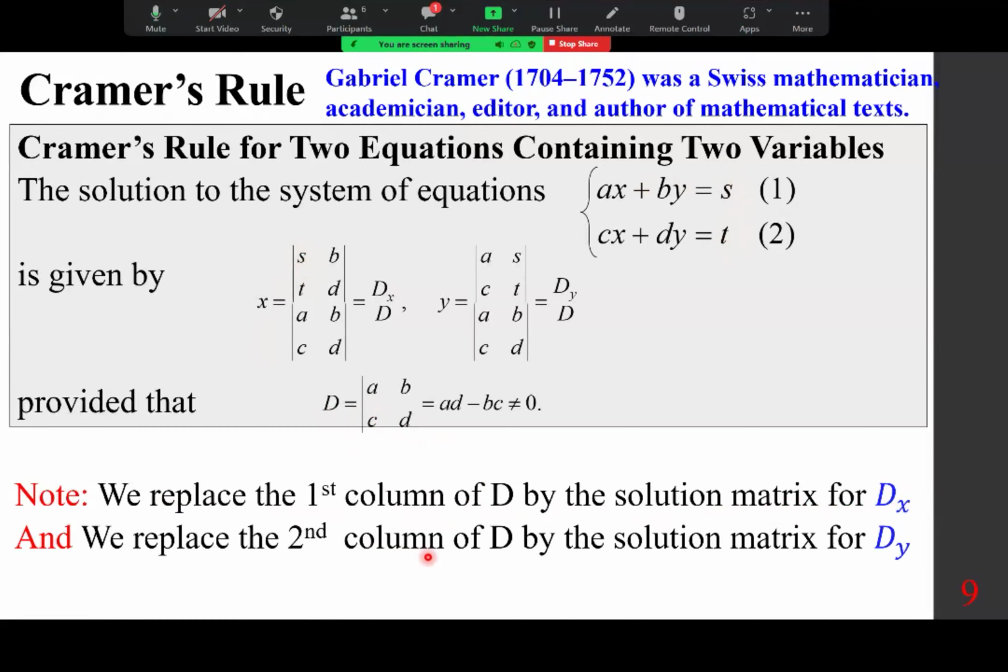And we replace the second column of D, here's D, the second column, by the solution matrix for D sub Y. So for D sub X, the first column of D is changed to the solution or the constant. For D sub Y, you look at D, and because Y is the second variable, you change the second column to S and T. Take a look.